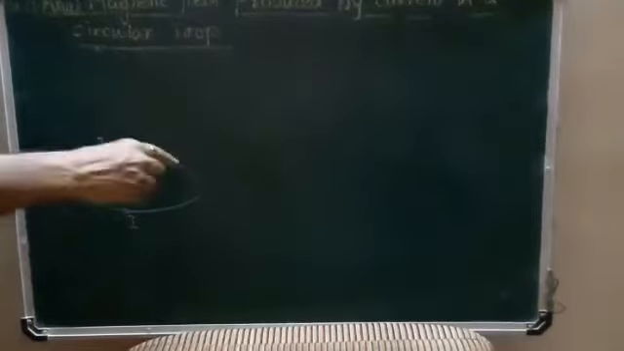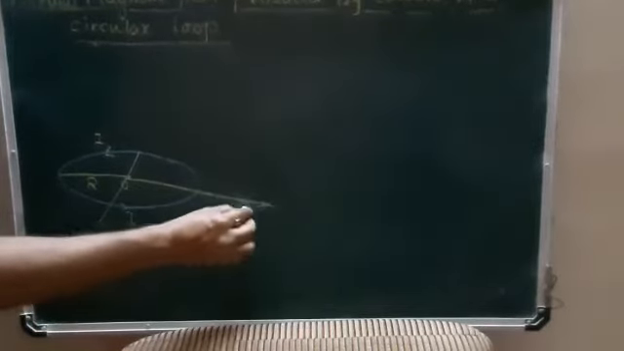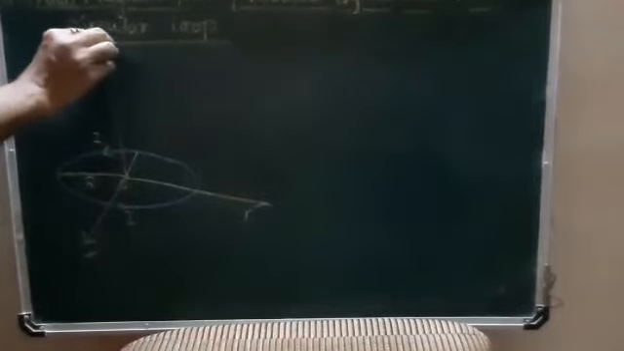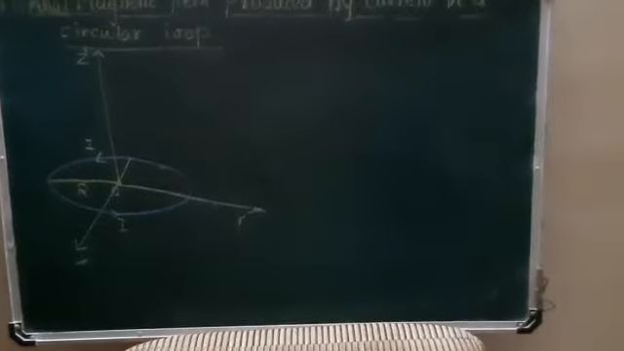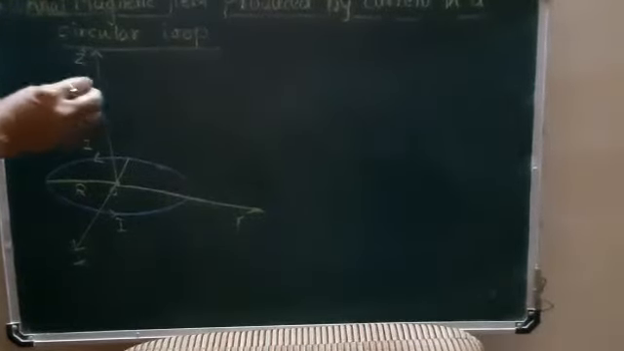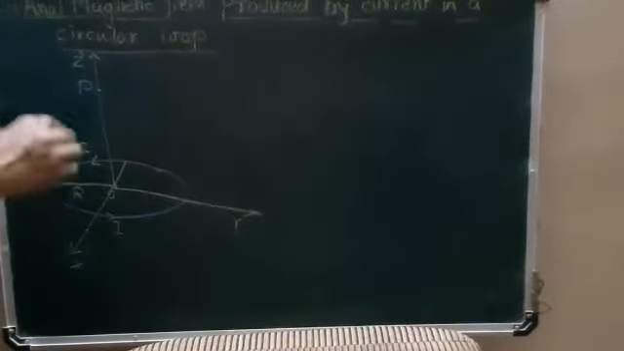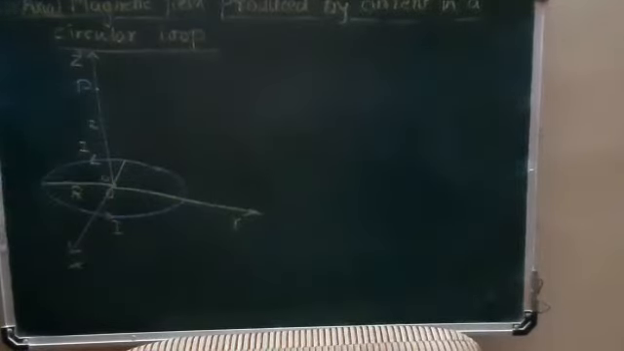This whole circular loop lies in a plane, and that plane is xy. The third axis, along which we have to determine the axial magnetic field, is perpendicular to both the axes x and y. Therefore, the z axis lies along this. To determine the magnetic field of induction, we consider a point P. This point P is at distance z from the center O.